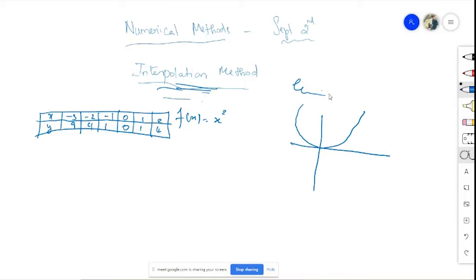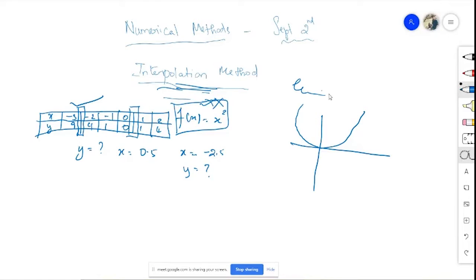Similarly, assume that the function f of x is not given, and only the tabular column is given. This tabular column is given in the question, and they ask us to find the value of y when x is equal to 0.5, which is approximately between 0 and 1. Similarly, what is the value of y if x is -2.5? So imagine the function is not given.